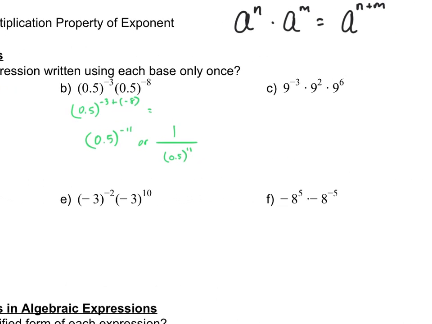All right, looking at C, I happen to have the same base multiplied together 3 times, but with 3 different exponents. Again, we add the exponents, or combine like terms. So I am going to have 9, then my exponents, negative 3 plus a positive 2 plus a positive 6, is going to give me 9 to the 5th power. That is 8 minus 3 to the 5th power.